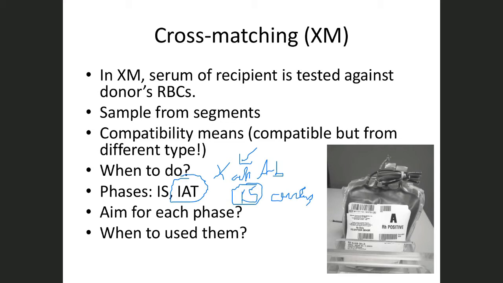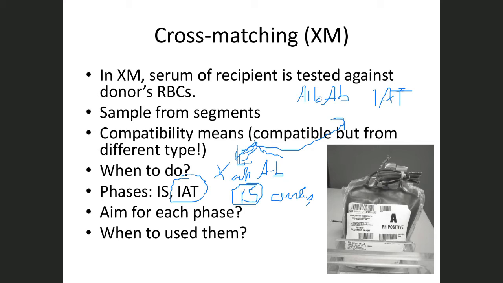Okay, our standards say that if the patient doesn't have a low antibody, you can do an immediate spin only, just to check the ABO compatibility, the last check for ABO compatibility. But for a patient with a low antibody, we have to do an indirect phase. Is it clear? So it depends on the patient condition.